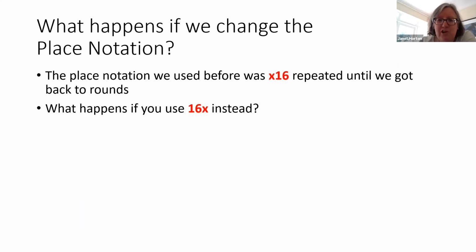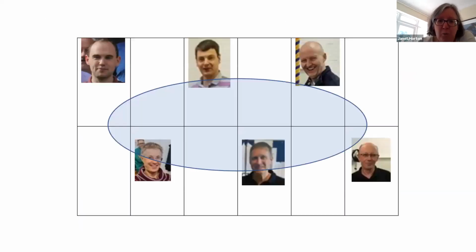Now, what happens if we change the place notation? I think most people came and listened to my talk on place notation the other week, and we discussed that the place notation for plain hunt on 6 is cross 1 6, which is repeated until we get back to rounds. But what happens if you use 1 6 cross instead? So we've got everybody ringing the same bells again, Arthur's first, Claire second, and so on. But this time, instead of Arthur crossing with Claire, Arthur is going to stay at lead, and Claire is going to swap with Tony, Simon with Phil, and Andy will stay in 6th place.